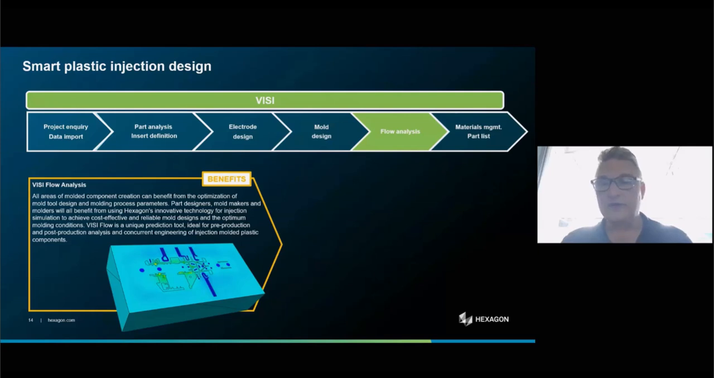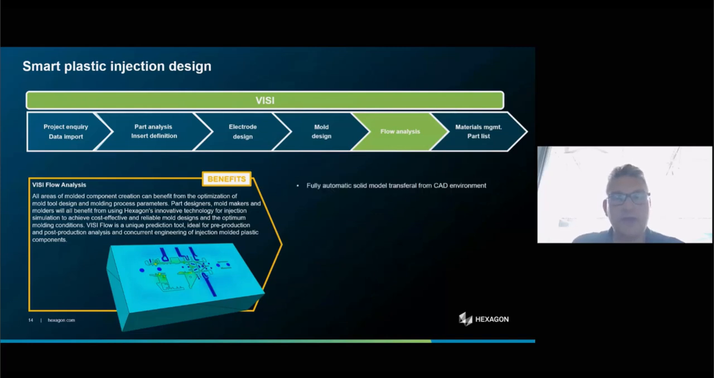As we have seen, all the areas of the molded component creation can benefit from the optimization of the mold tool design and the molding process parameters. VISI Flow is a unique prediction tool ideal for production, post-production analysis, and concurrent engineering of injection molded plastic parts. This is a list of the possibilities provided by the software that range from automatic modeling of the part, which cuts model preparation calculation times, to accurate filling, simulation, warpage prediction, and engineering of the mold water system.